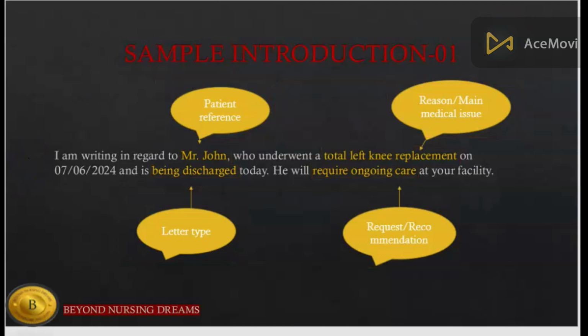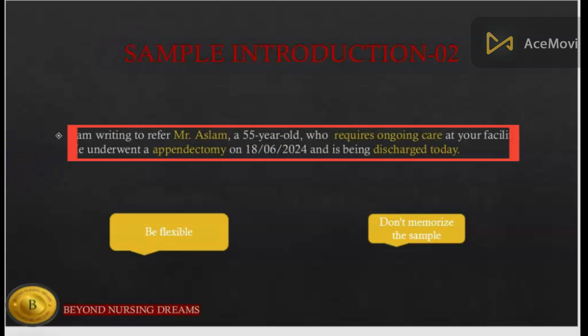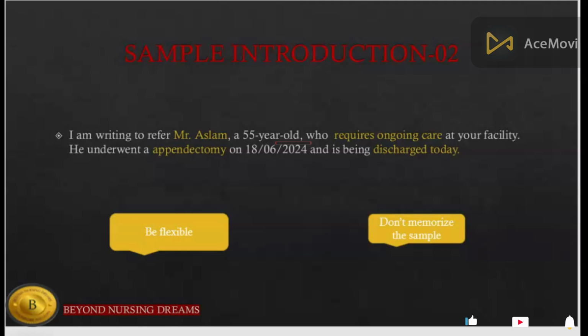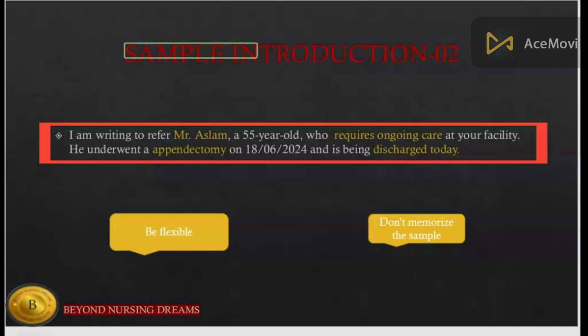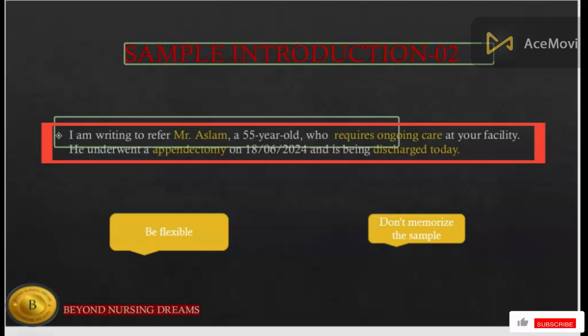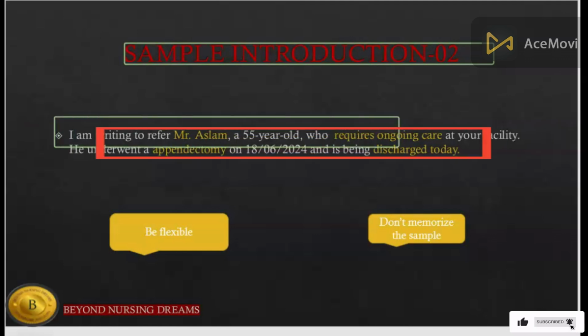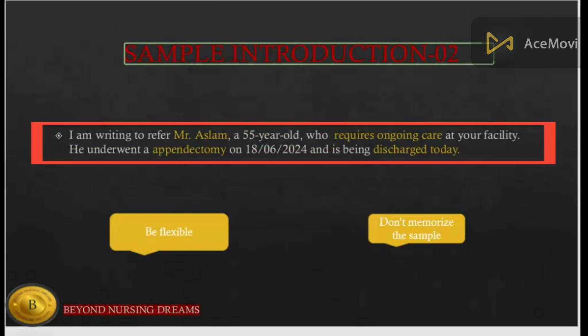So this is sample number 2. It says, I am writing to refer Mr. Aslam, a 55-year-old who requires ongoing care at your facility. He underwent an appendectomy on 18th June 2024 and is being discharged today. So I have given the reference of my patient, who is Mr. Aslam. I have requested the ongoing care. I mentioned the main medical issue, that is appendectomy. And I also mentioned the type of letter, which is a discharge letter.